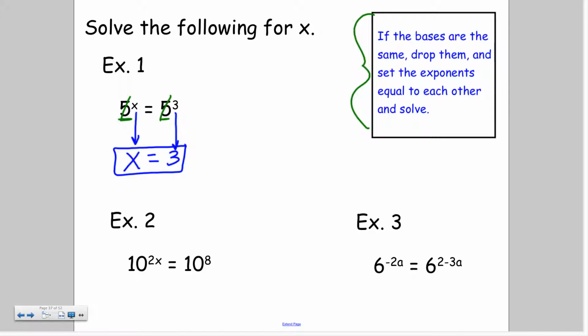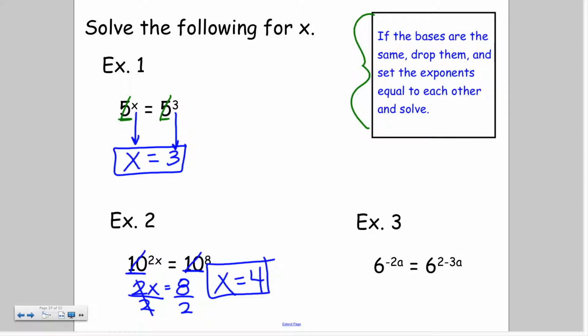All right, example 2. Look at our bases. We have 10 and 10, they're the same, so we can drop them. And we're going to be left with 2x is equal to 8. Now we need to solve out for x. So we will divide by 2. When we divide by 2, the 2's cancel, and we're left with x is equal to 8 divided by 2 is 4.